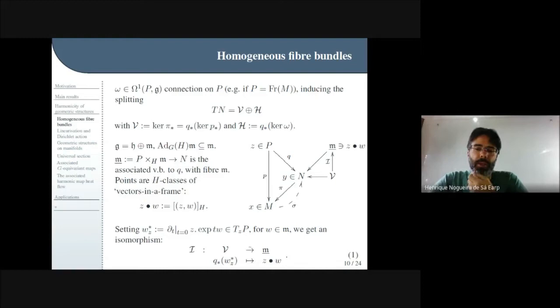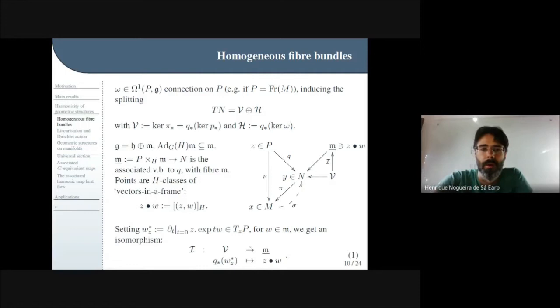So we have the fiber bundle P over M. It factors through this fiber bundle N. We respect alphabetic order, so points of M, N, and P are denoted by X, Y, and Z respectively. So, for instance, points Y in N correspond to classes of H-equivalent frames. Okay, just so that this is clear. Now, hopefully you can see my mouse.